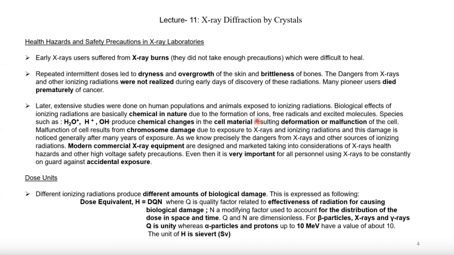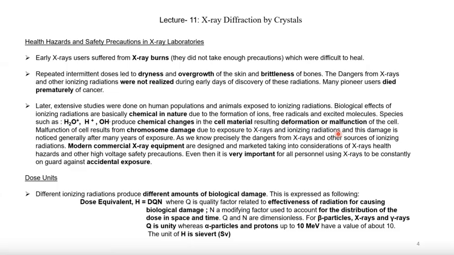The formation of ions, free radicals and excited molecules is caused by these ionizing radiations. Species such as H+, or proton, or OH radical produce chemical change in cell material, causing deformation or malfunctioning of the cell. Malfunction of the cell comes from chromosome damage due to exposure to X-ray and ionizing radiation, and this damage is generally not immediately felt. It takes a rather long time to see the damaging effect.